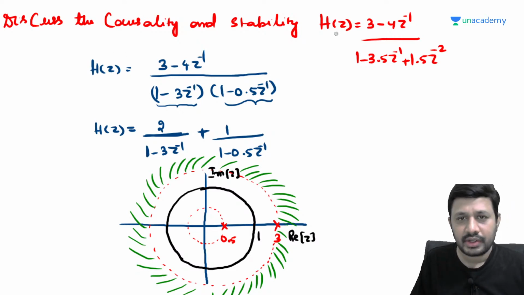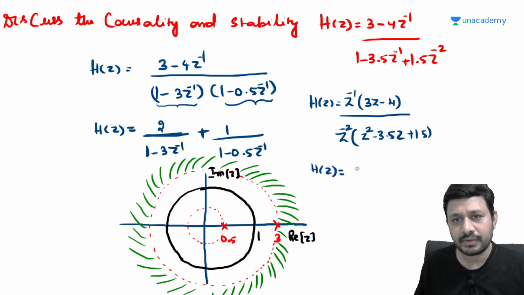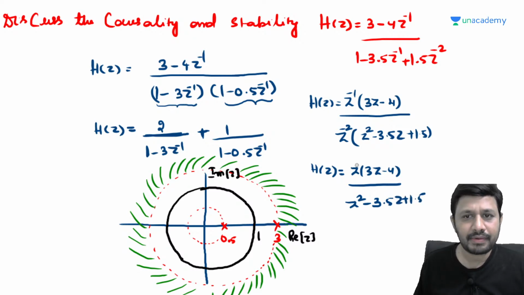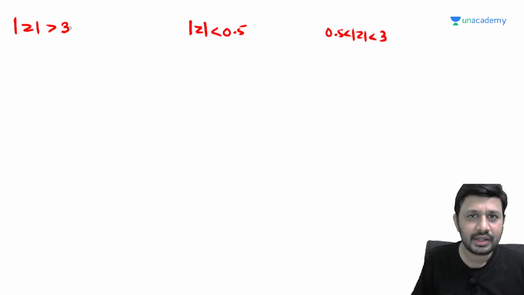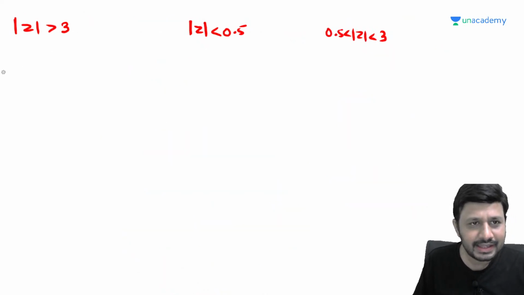Now here, if I simplify this H of Z, if I take z inverse common in the numerator, and in the denominator z power minus 2 common, H of Z is equal to Z into 3Z minus 4 by Z square minus 3.5Z plus 1.5. Here numerator power is 2, denominator power is also 2. In the first case, ROC is outside of the outermost pole and the numerator power is equal to the denominator power. So definitely mod Z greater than 3 corresponds to a causal system.